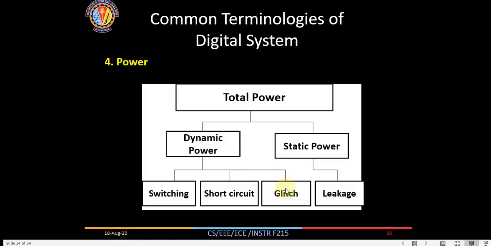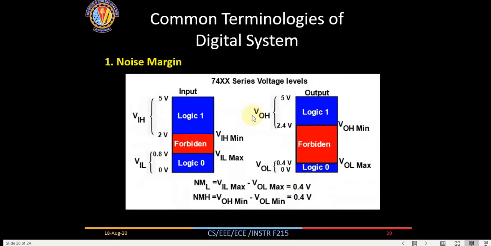Noise margin. This is my IC, 7400, one gate. Any input voltage which I give between 0 to 0.8 volt, it will consider as 0. Any voltage between 2 volt to 5 volt, it will consider as logic 1, and accordingly do the computation and give you an output. Is this much clear?